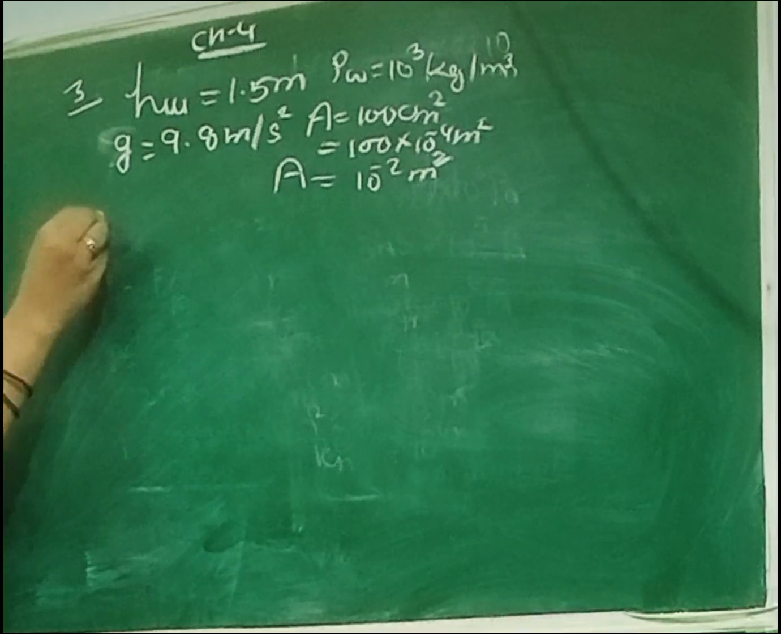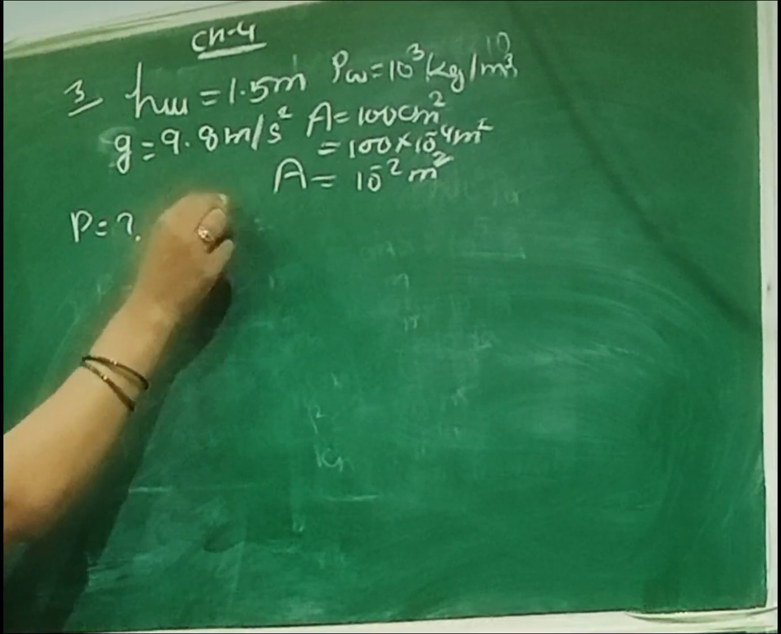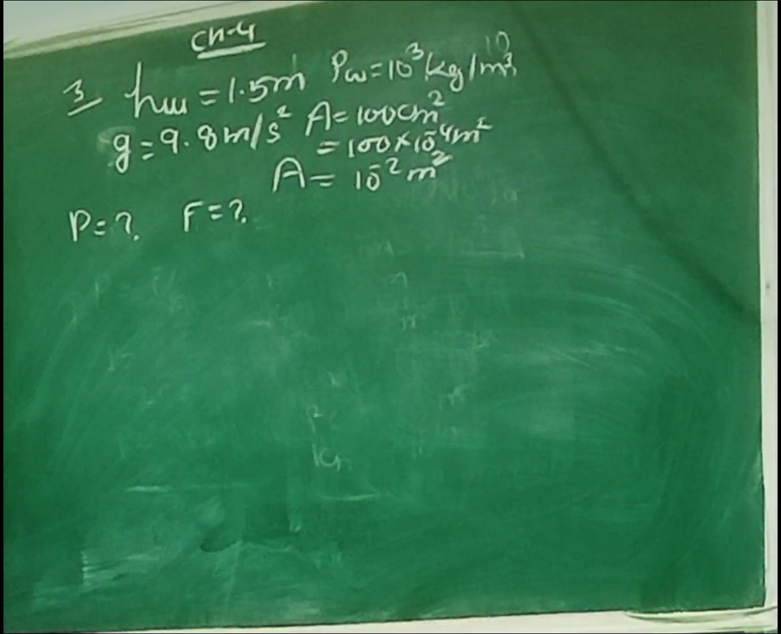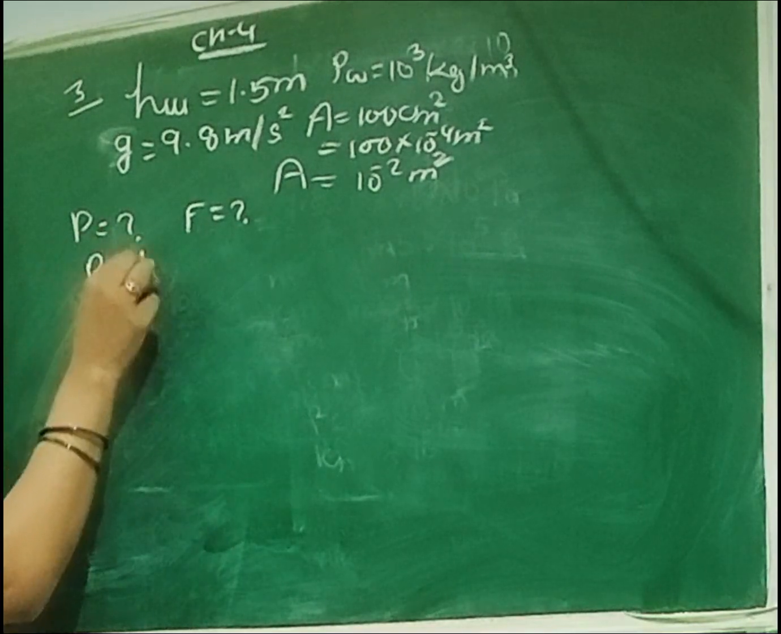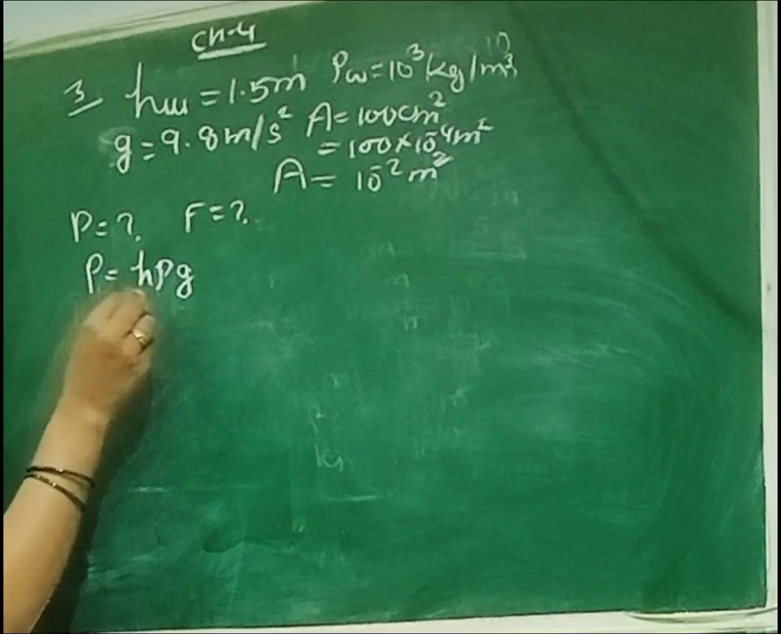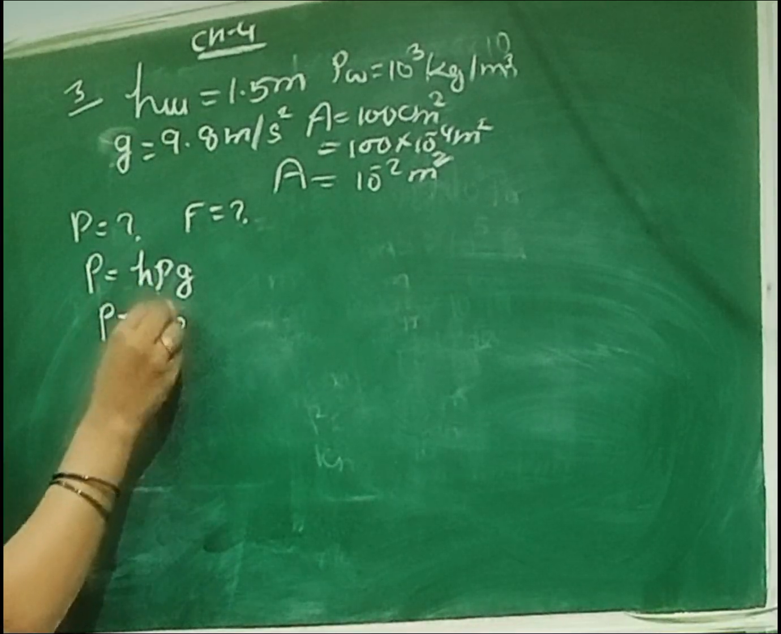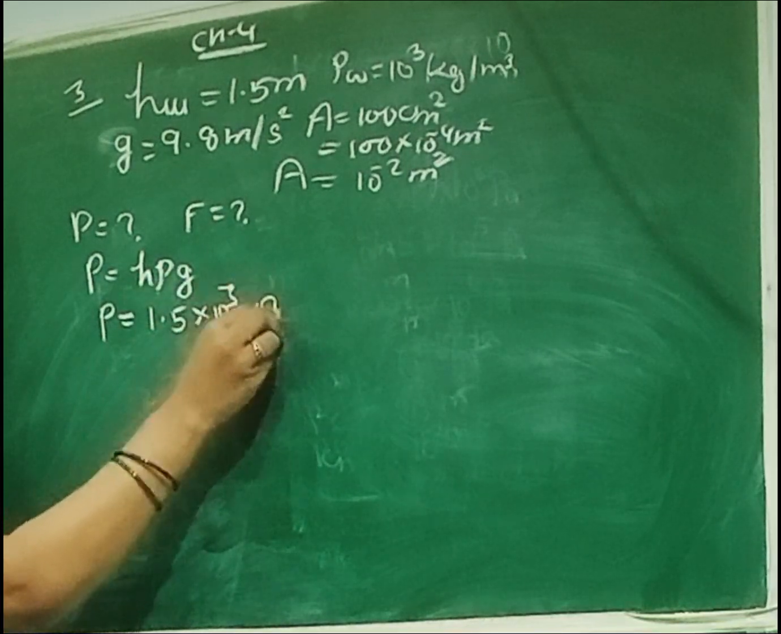Calculate the pressure and then calculate the thrust of water on the base. Now what you know, pressure is equal to force upon area, but here the force is also not given. So one more formula is there. Pressure is equal to H rho G. So pressure is equal to H is 1.5, rho is 10 to the power 3 and G is 9.8.